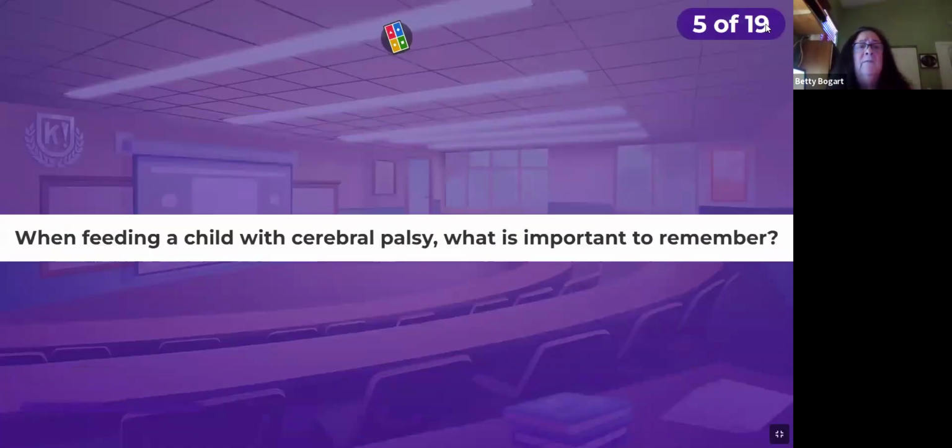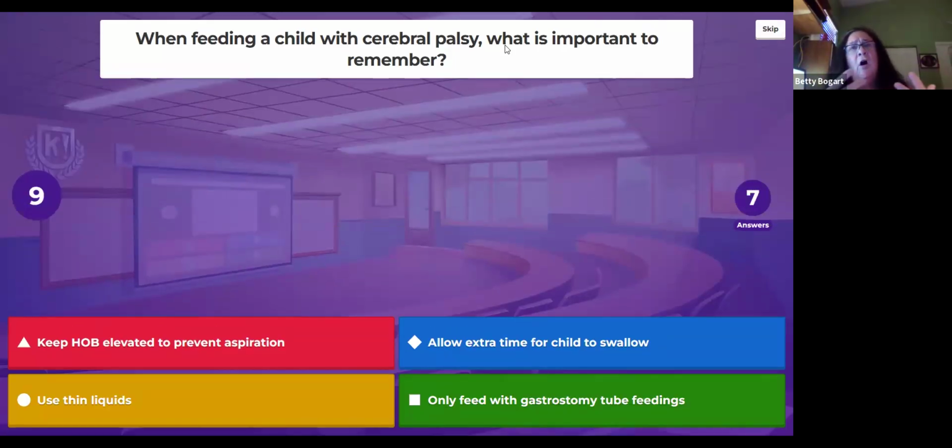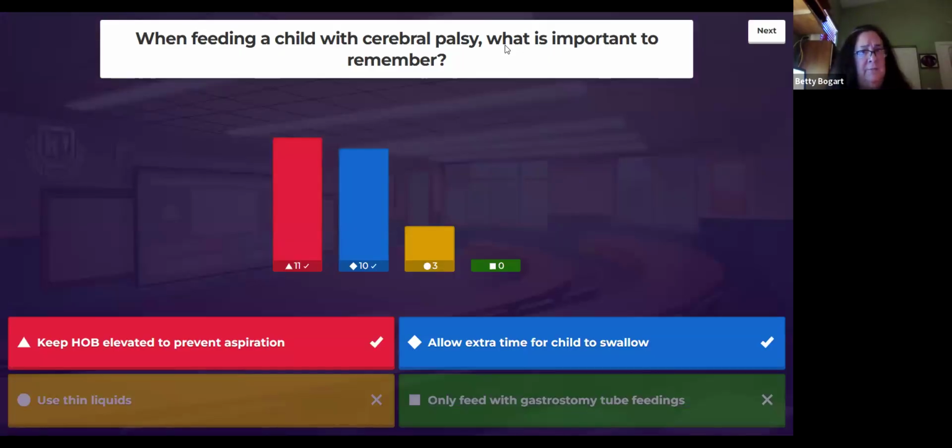A multi. When feeding a child with cerebral palsy, what's important to remember? Remember, I told you one of the things with cerebral palsy is their problems with muscles. And always you have to remember safety with a child with cerebral palsy, whether we're feeding them or just playing toys with them. All right. So remember, if we're feeding a child with cerebral palsy, their muscles don't work in the right manner. So keep the head of the bed elevated, prevent those aspirations. Give that child extra time. They're going to take time to be able to chew and to swallow those things, okay?